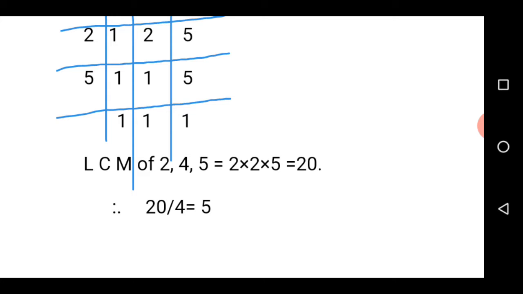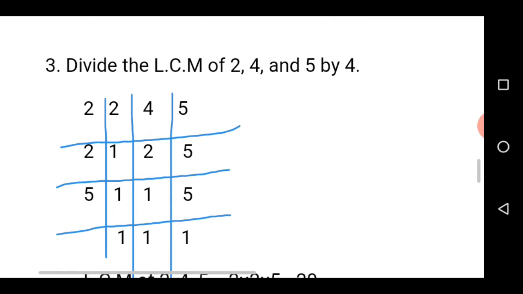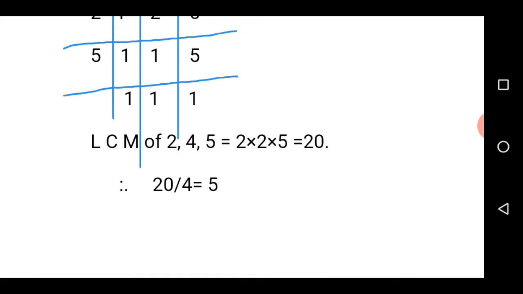So you can now write out the LCM of 2, 4 and 5, which is going to give you 2 times 2 times 5, which is equal to 20. But don't forget, that is not the final answer. You are asked to divide your answer by 4. So therefore you are now going to say 20 divided by 4, which is going to give you 5.